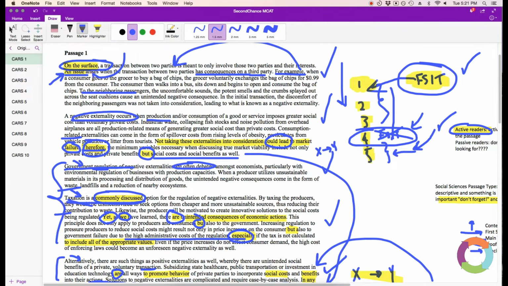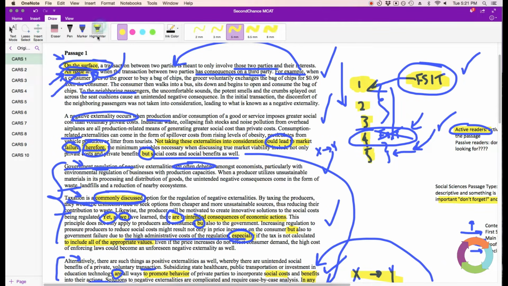a big shift in tone, right? Like, yeah, on the surface, people think this and this is only meant to involve these two parties. But an issue arises when it has consequences for a third party, right? So this phrase, "on the surface," sets you up for a shift in tone over here.